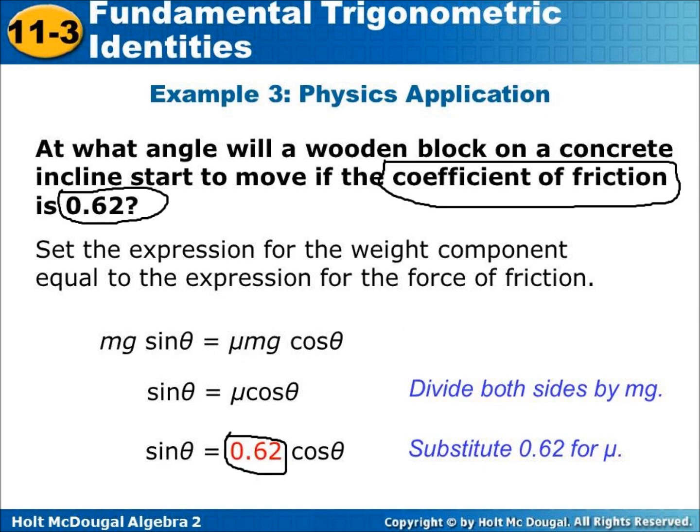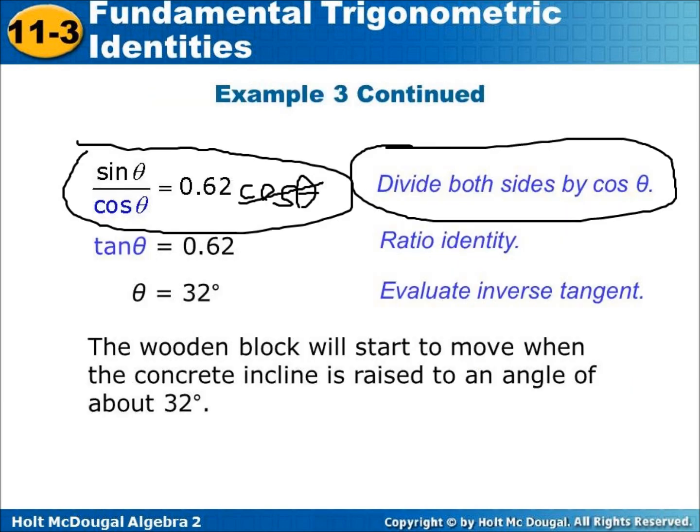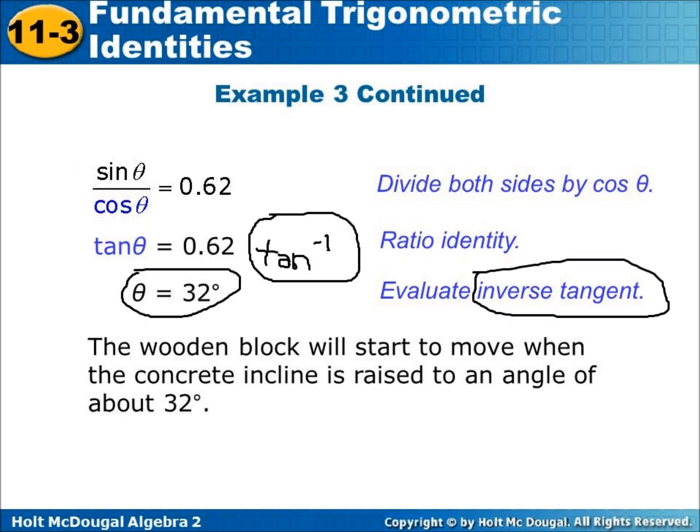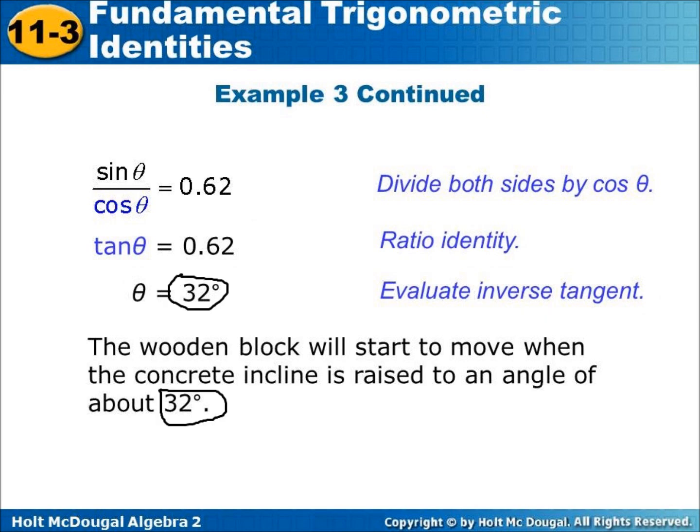Continuing on, we substitute 0.62 for mu. Divide both sides by cosine. With the ratio identity, we can modify it to tangent of theta. We solve for theta by taking the inverse tangent of 0.62. Theta is equal to 32 degrees. The block will start moving if the concrete incline is at an angle of 32 degrees.